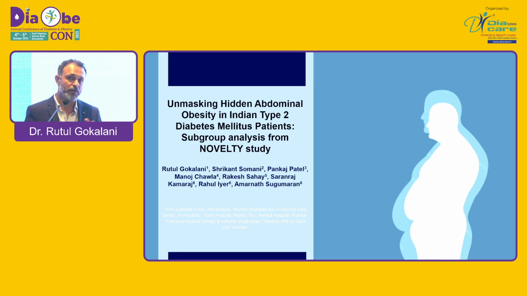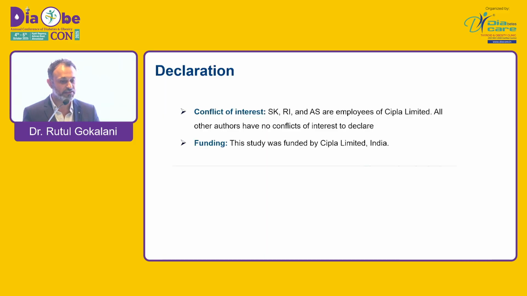Even I am thinking of another subset of group named LIRD, that is lean insulin resistant diabetes. It has nothing to do with this NOVELTY study, but we are working on LIRD apart from the different clusters of type 2 diabetes. So this is related to this only. Unmasking hidden abdominal obesity in type 2 diabetes mellitus: a subgroup analysis from the NOVELTY study.